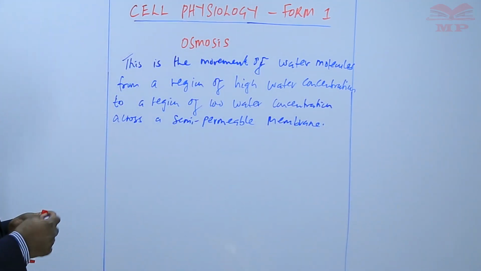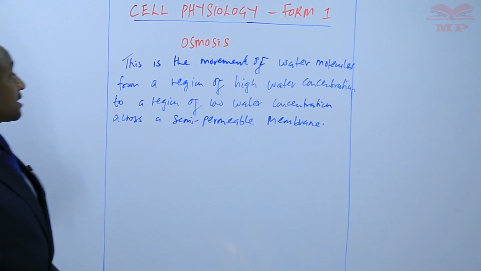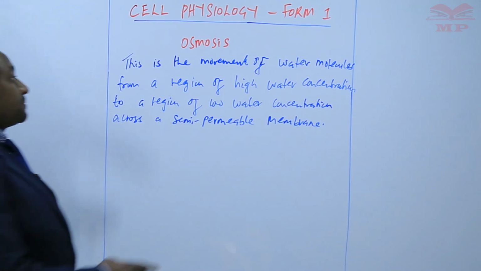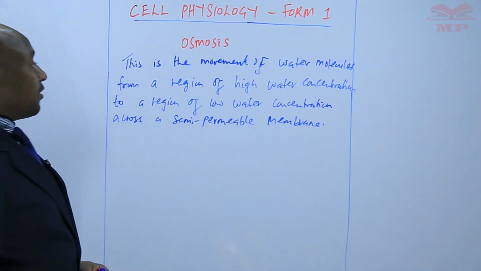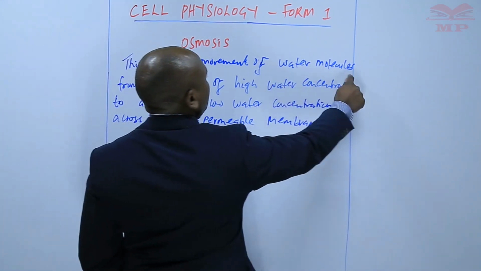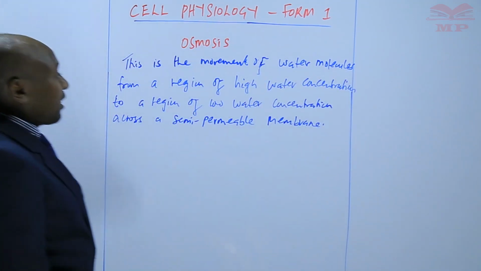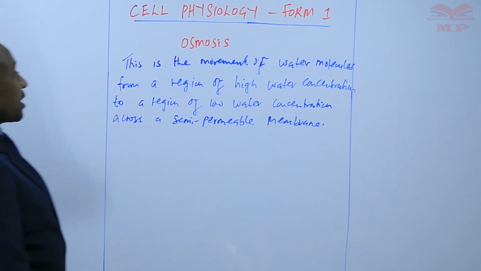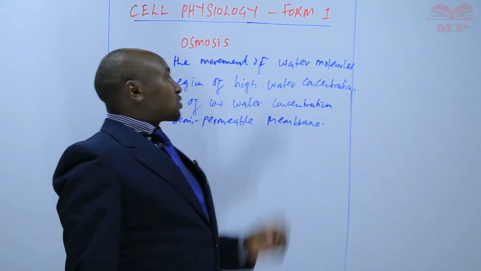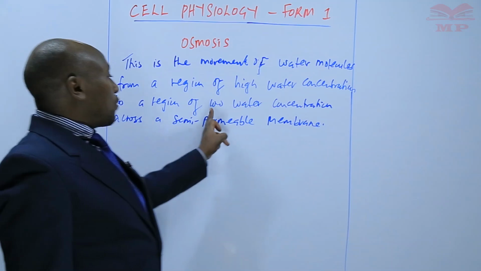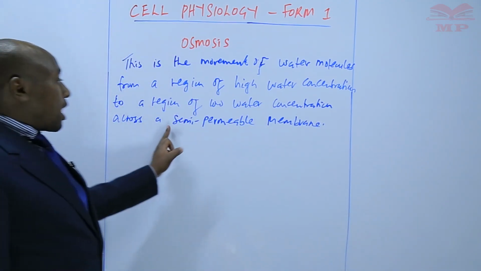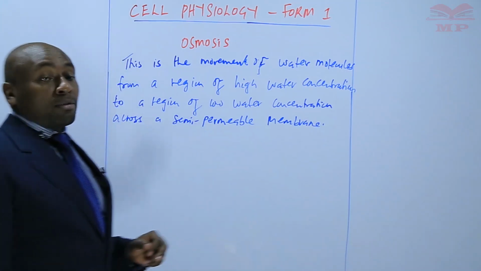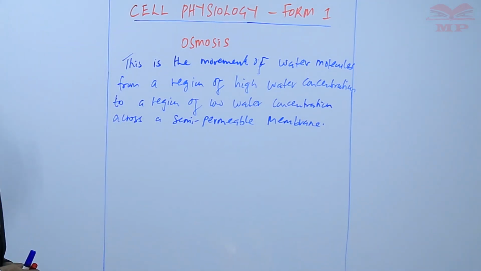So in that definition of osmosis, there are a few things that we need to capture. One, it involves the movement of water molecules. Then these water molecules move from a region of high water concentration to a region of low water concentration. And then this happens across a semi-permeable membrane.